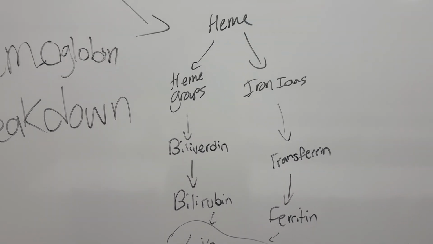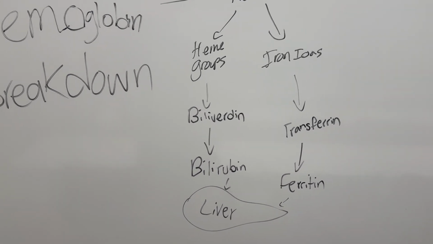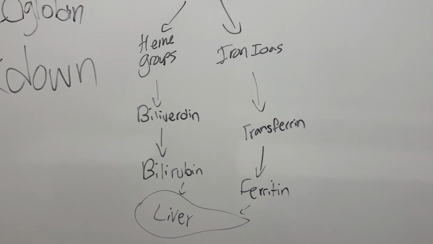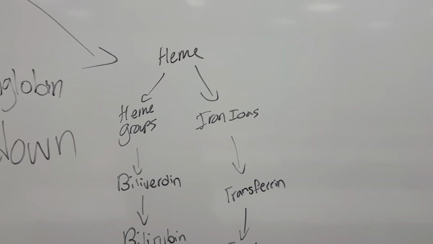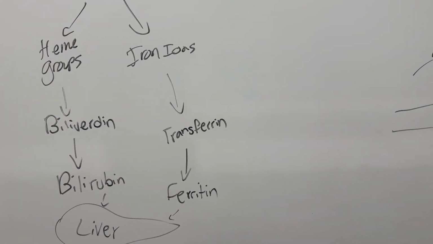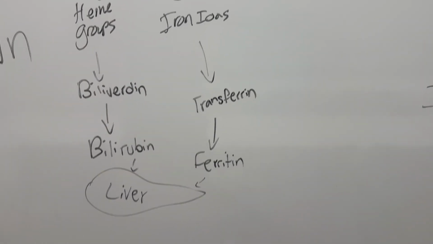The heme groups are then going to become biliverdin, and then biliverdin is going to be turned into bilirubin, which is going to be sent to the liver. And then the iron ions are going to be shipped on transferrin, put into ferritin, back into the liver.